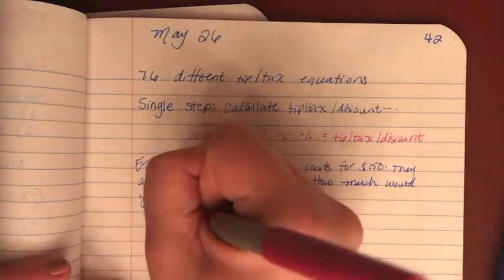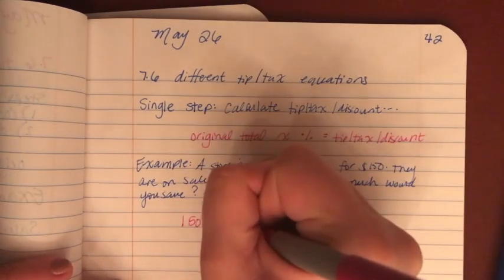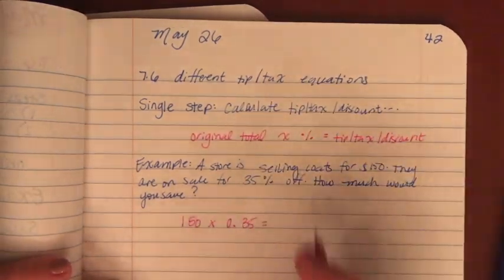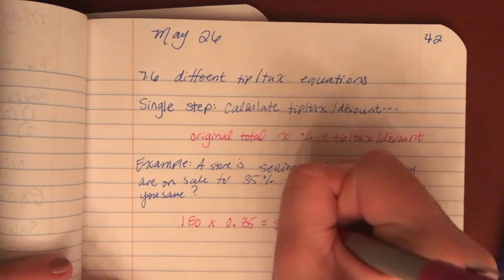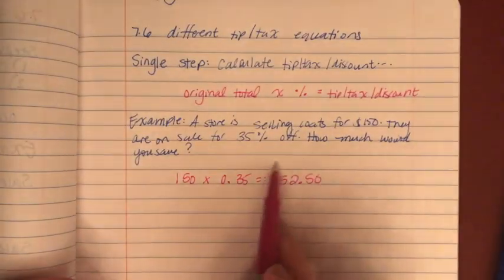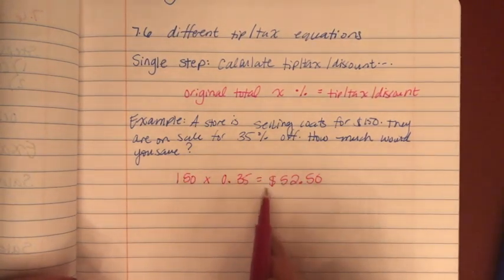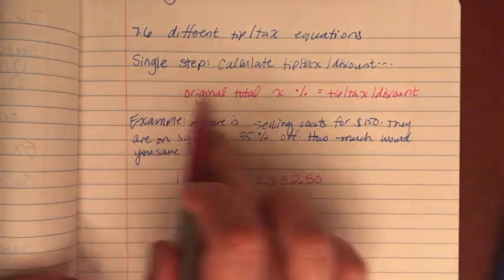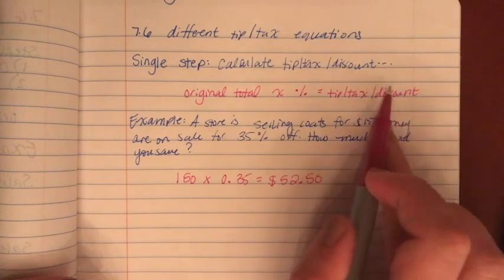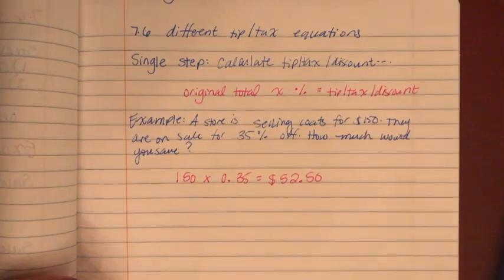So we would have 150 times 35% as a decimal, which is 0.35. And when I multiply those out, I would get $52.50. And then if they gave us the amount saved, we could work backwards and solve for either the percent or the original total. So again, this equation here is when you're given the tip, or you're asked to find the tip, the tax, the discount, or you're given one of these and asked to work backwards to find one of those.